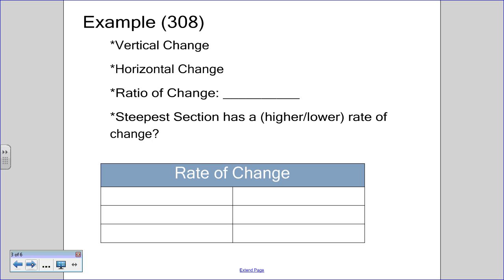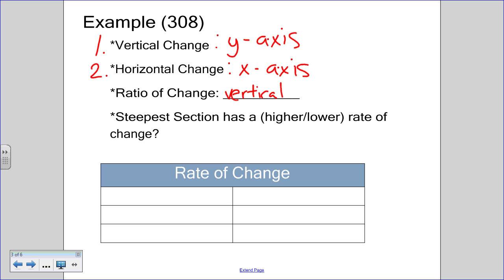So if you take a look at your notes, from this example, the first step that we took was finding the vertical change. The second step we took was finding the horizontal change. Remember, the vertical change was our y-axis, and the horizontal change was on our x-axis. The ratio of change then was our vertical over our horizontal change. It might be easier to say that our ratio of change was our y over our x.